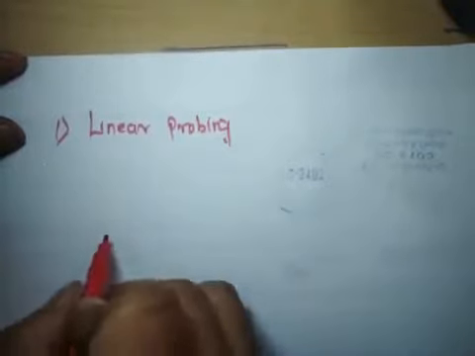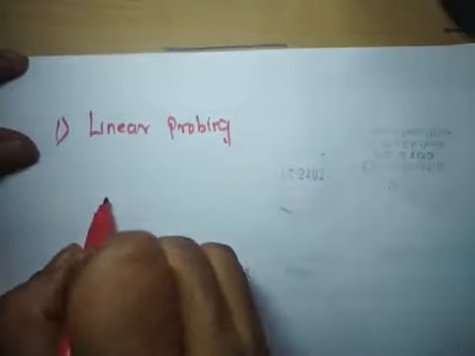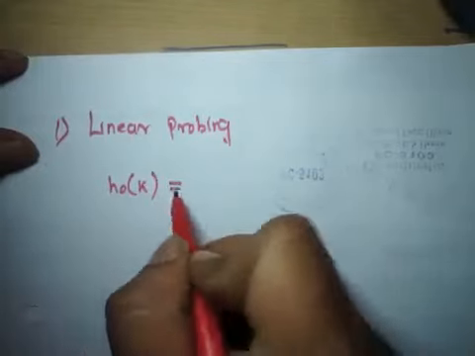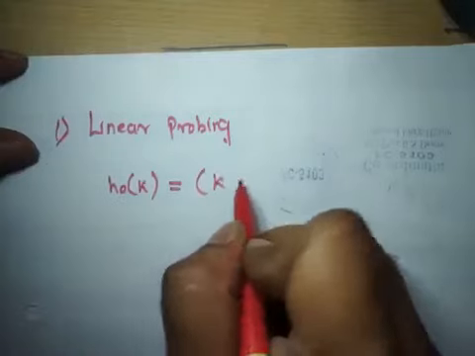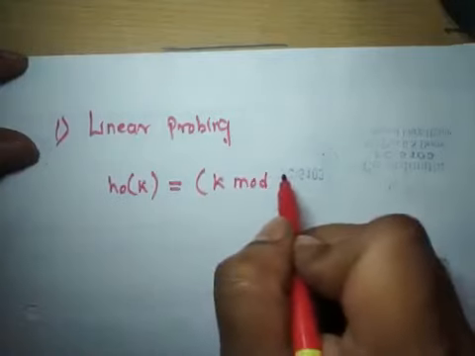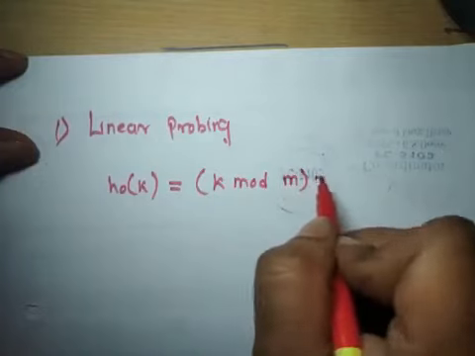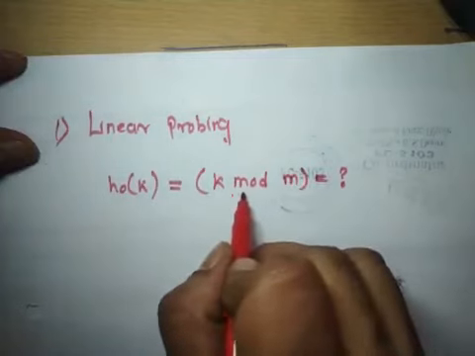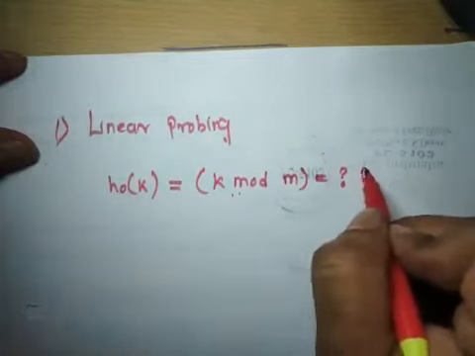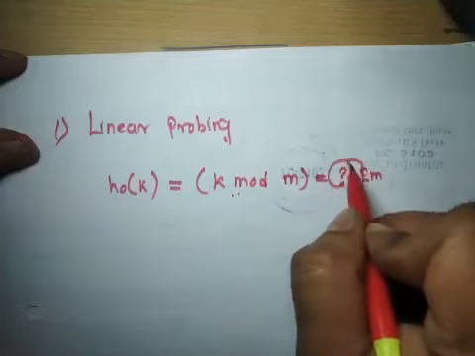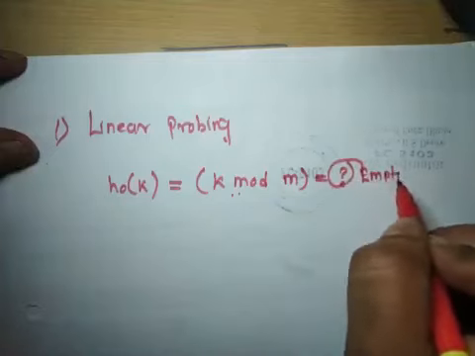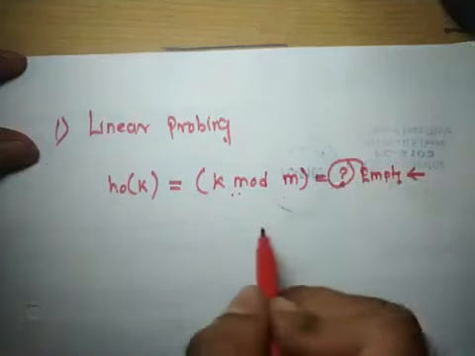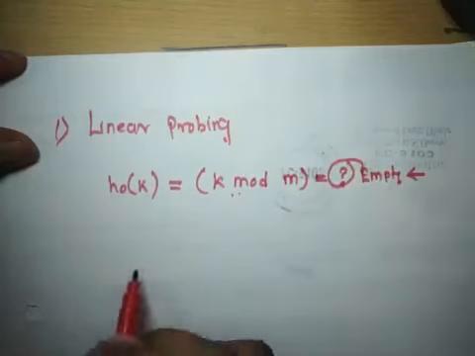So what happens in linear probing? Suppose you have a formula h0 of key, which is key mod size, whatever size we have, and it will produce an index location. If this index location is empty, then we are going to fill that slot. But if this location is already filled with any other key, then what are we going to do?